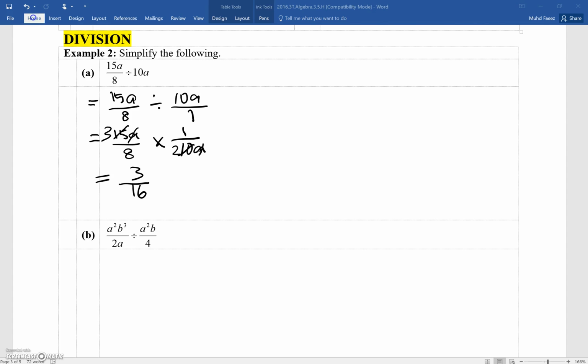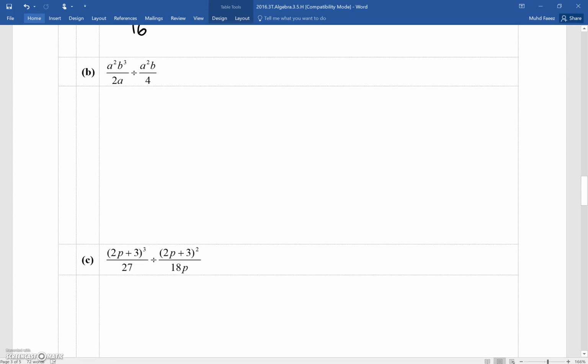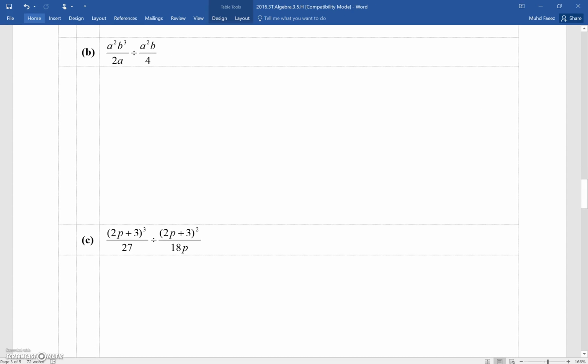Now moving on, we move on to example B. Okay, in B, we do the same thing. First step first is always to convert the division to multiplication. Remember to invert the second fraction. When we have finished doing that, we will now try to cross out the terms.